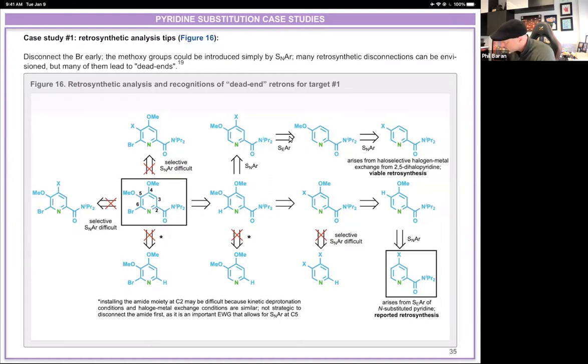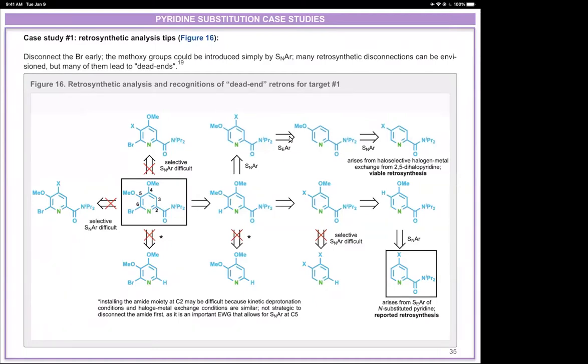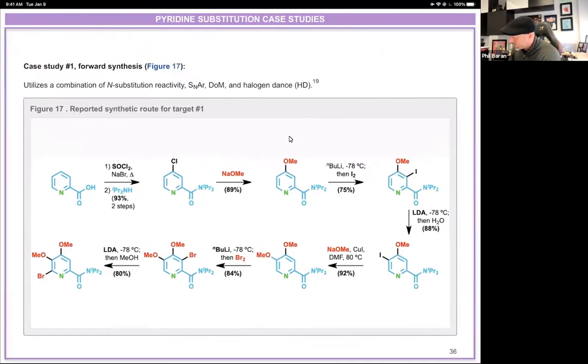In the middle though, if we move down and think about the other methoxy as arising from a SNAr reaction, it leads us to the 5-halo-4-methoxy intermediate, which can be brought back through some sort of hopefully lithiation event, as we'll see in a moment. And that gets all the way back to a picolinamide shown there, a halopicolinamide. So that's what they actually did. Let's take a look at the forward route.